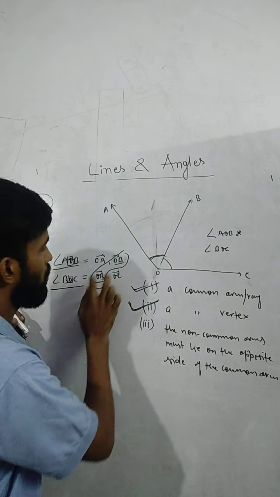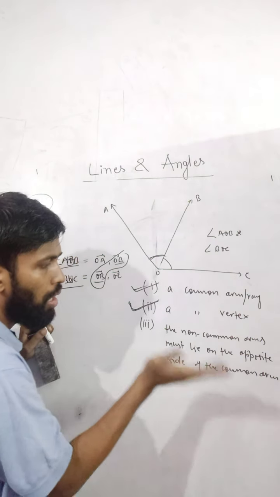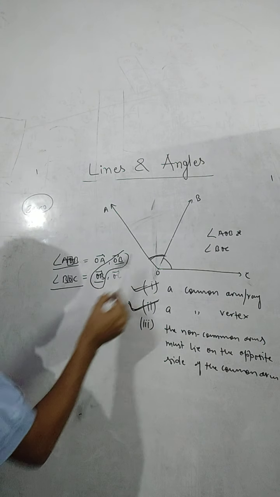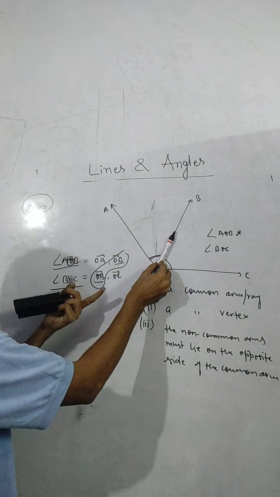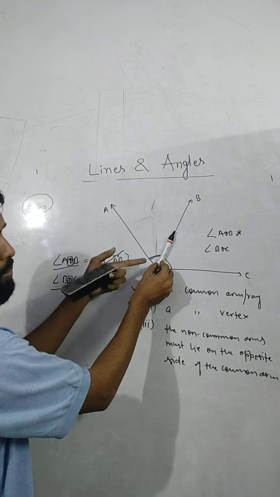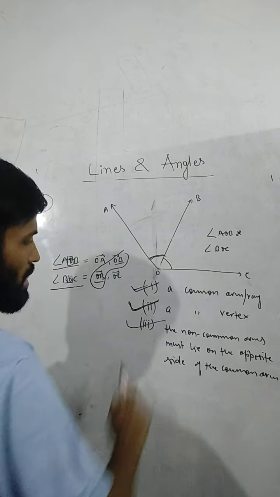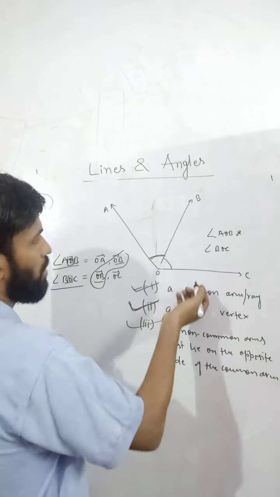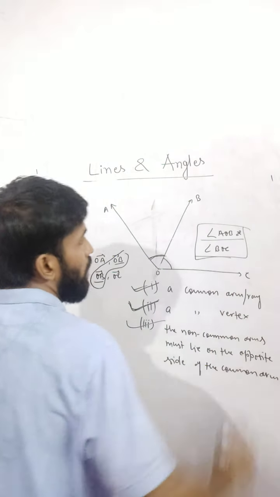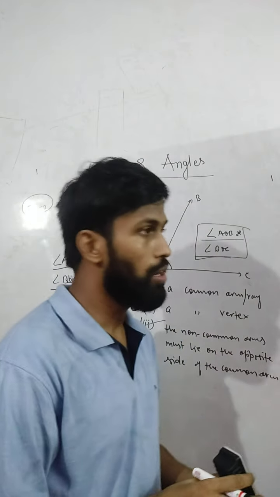So where should these two rays be? The non-common arms must lie on the other side of the common arm. In this question, OB is the common arm, so OA and OC, which are non-common arms, must lie on the opposite sides. Or in other words, the common arm must lie in between the non-common arms, right? So the third condition is also satisfied, and therefore we can say angle AOB and angle BOC are adjacent angles. I hope that is clear, and if not, you can ask your doubt in the comment section.